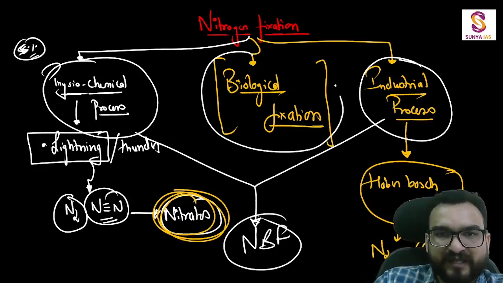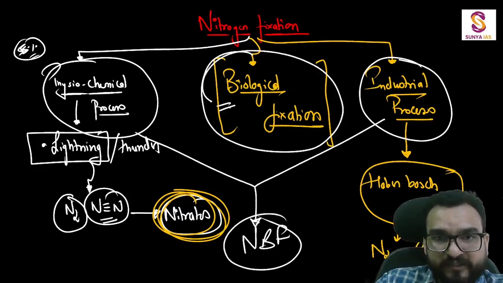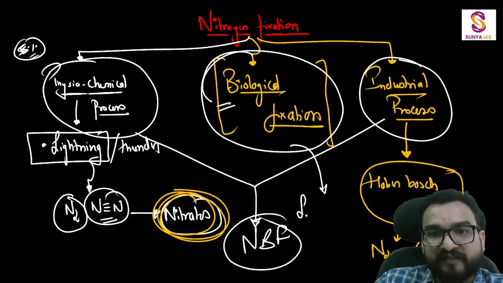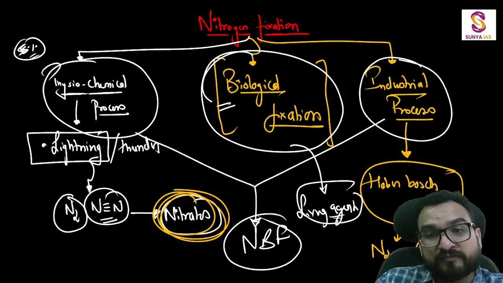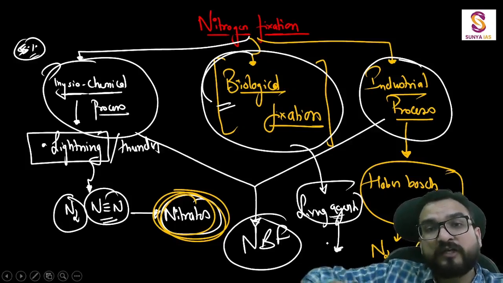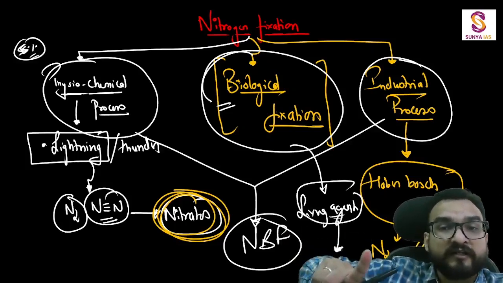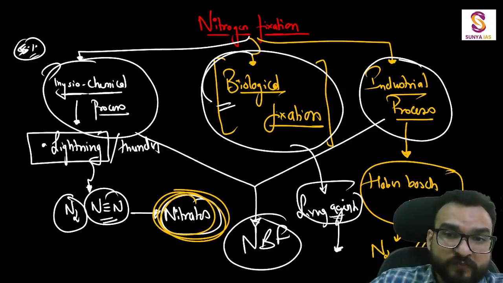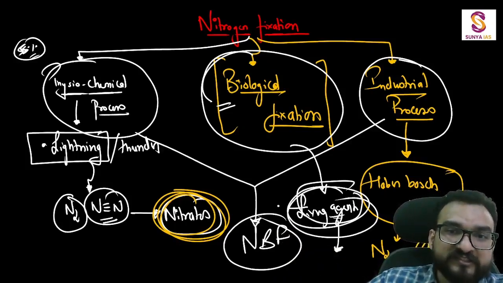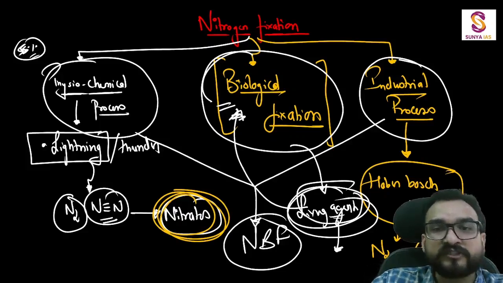Because this is the biological fixation method. Biological fixation method means over here living agents, microorganisms, will be utilized to convert nitrogen into ammonia and nitrates. So because of the use of these living agents, I am calling it biological fixation.